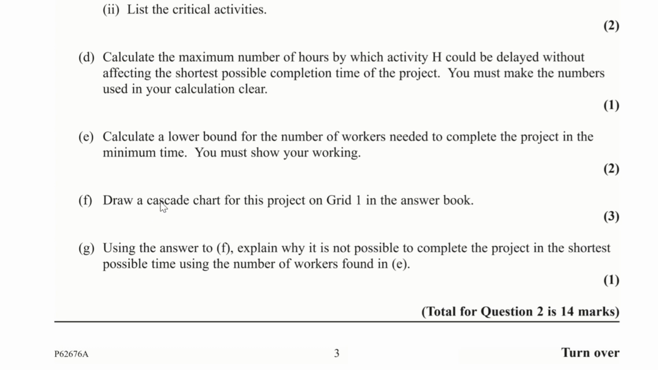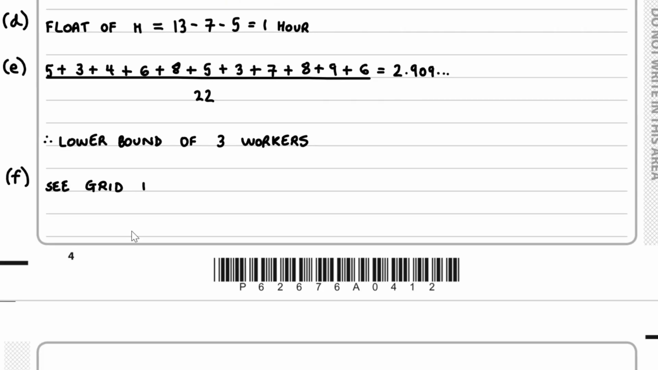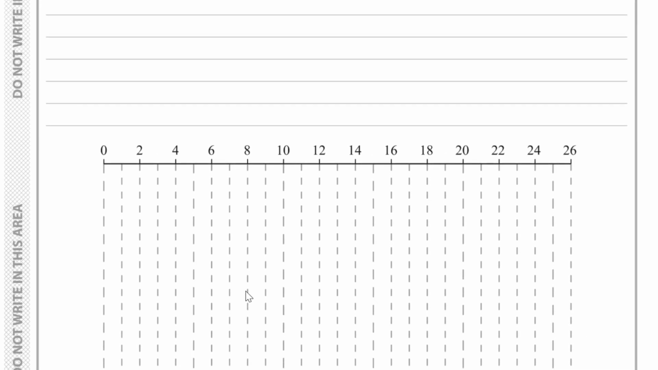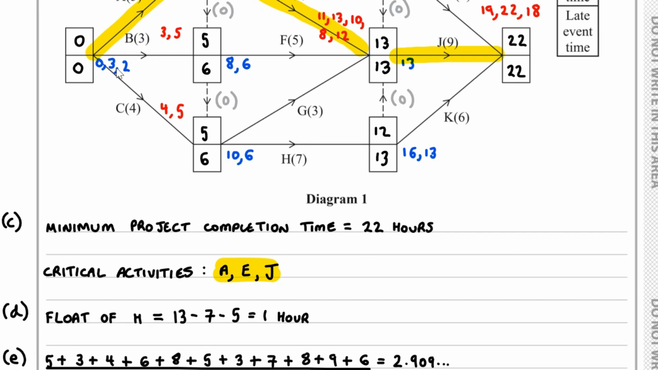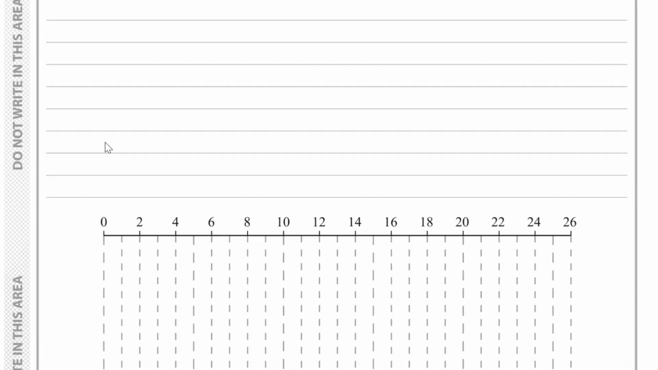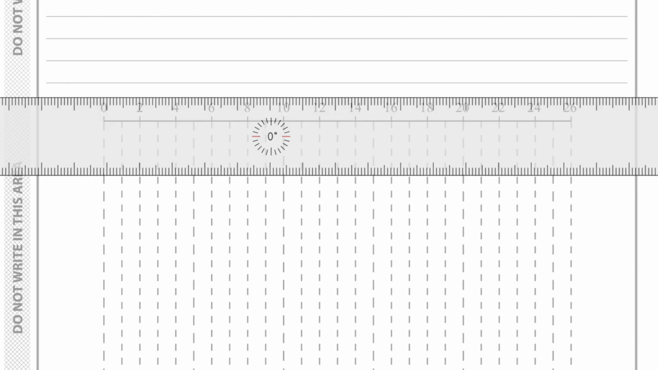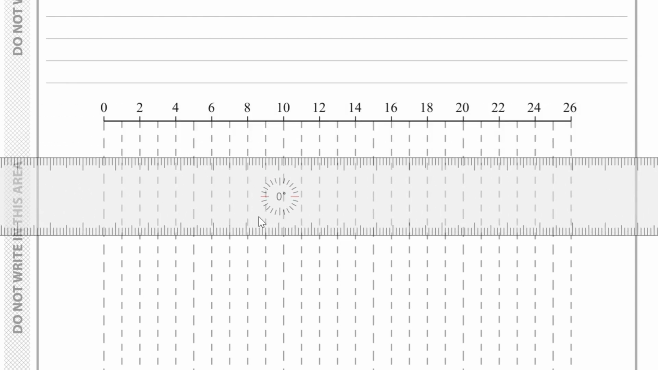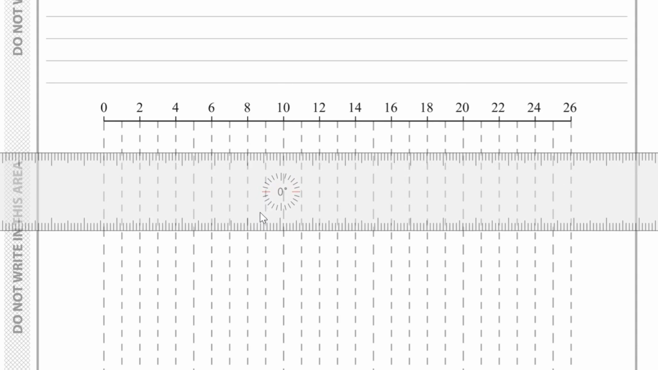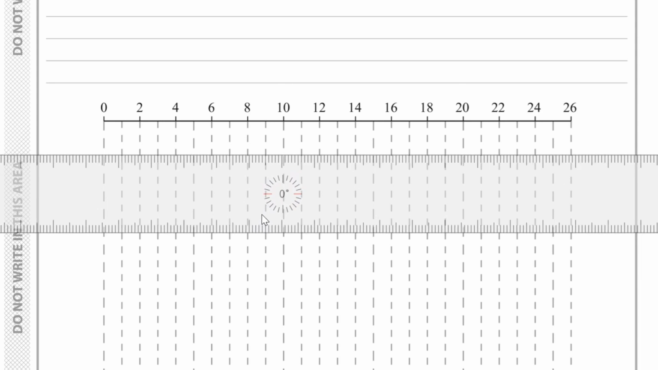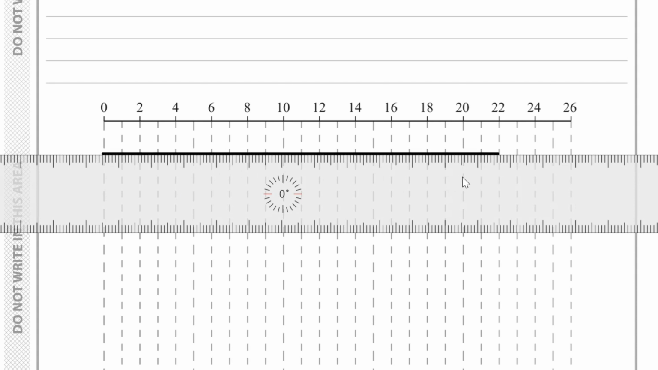For part F, we have to draw a cascade chart for this project on grid 1 in the answer book. So here is our grid 1, and let's begin with the critical activities. We begin with A, that has duration 5. Obviously we're starting off at 0, and obviously the minimum project completion time is 22. So for our critical activities, if we add these in, we go up to the 22 as shown here.